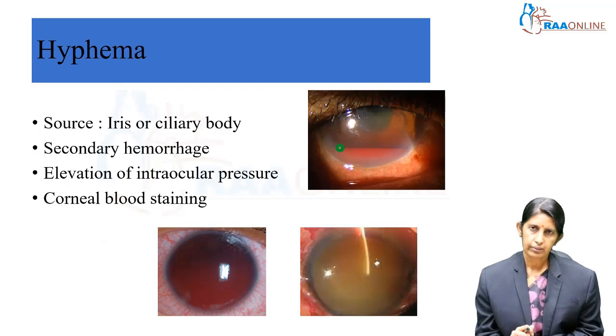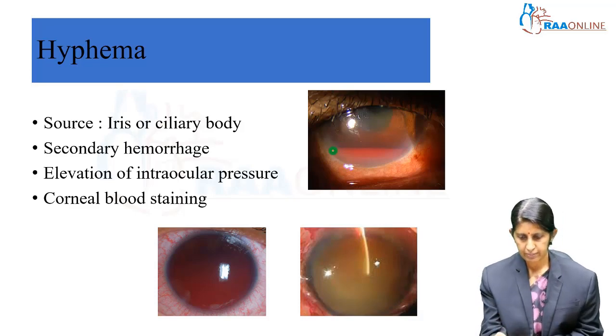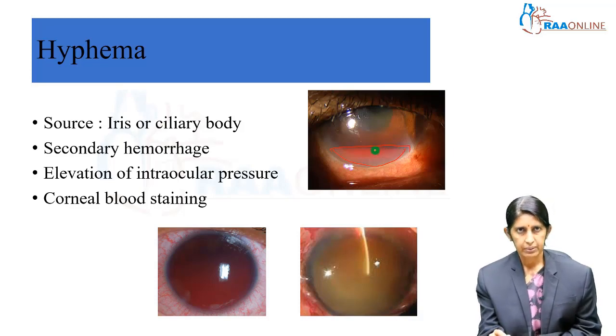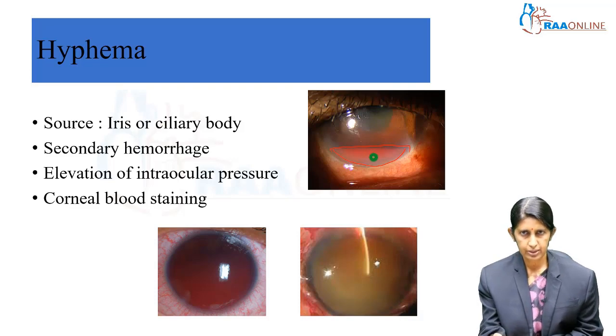This is another manifestation of ocular trauma. You can have bleeding from the iris or ciliary body, and this is typical of hyphema. Hyphema is the presence of blood in the anterior chamber, and usually it settles in the inferior angle. So you're seeing a typical hyphema, but in some patients the hyphema can bleed again after a few days, usually about 3 to 5 days, and that is called a secondary hemorrhage.